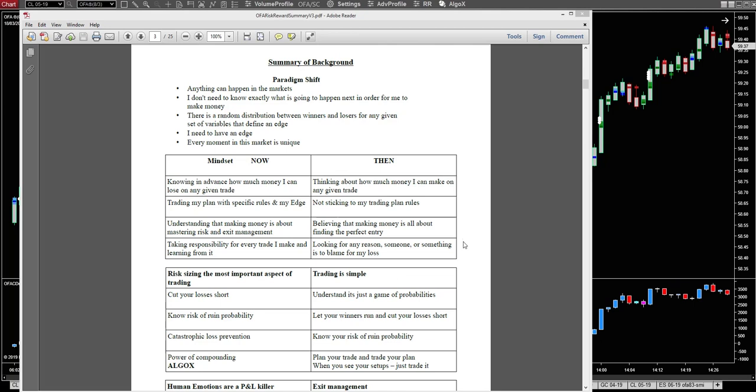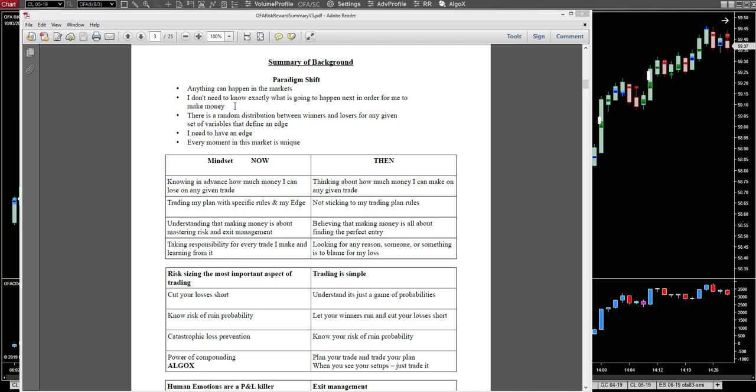In summary, for some of the background that's been provided in this summary document, I just want to touch on some of the main aspects of this, what we consider as a paradigm shift in reflecting on how we can consistently help ourselves to actually make money and protect our account. So in summary again, I've already mentioned anything can happen in the markets. I don't need to know exactly what is going to happen next in order for me to make money.